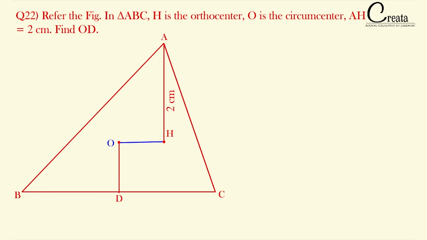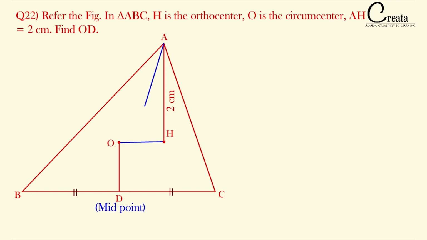Before that, we know O is the circumcenter, which means OD is the perpendicular bisector. And we know the perpendicular bisector bisects the sides of the triangle. It means it is dividing the side BC into two equal parts. That is, D is the midpoint of side BC.